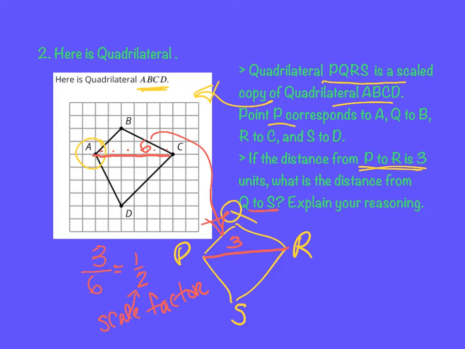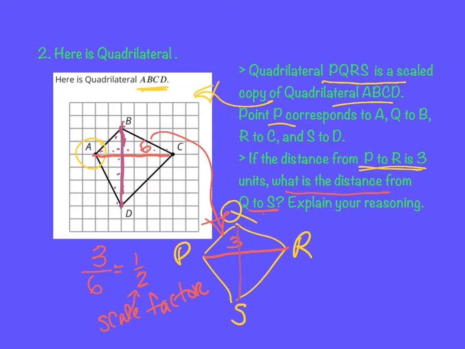Okay, so I just found my scale factor, and we now want to figure out what is the distance from Q to S. So that means in order to find from Q to S that I'm looking at B to D. So I want to count that as 1, 2, 3, 4, 5, 6.